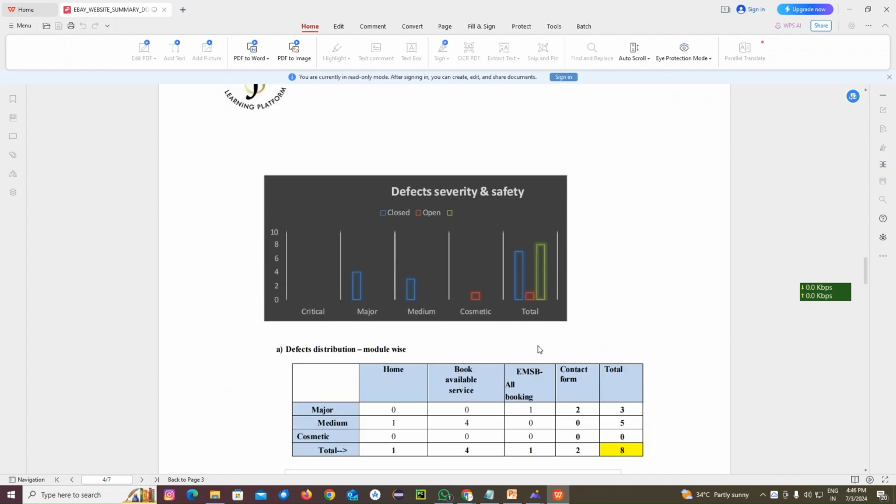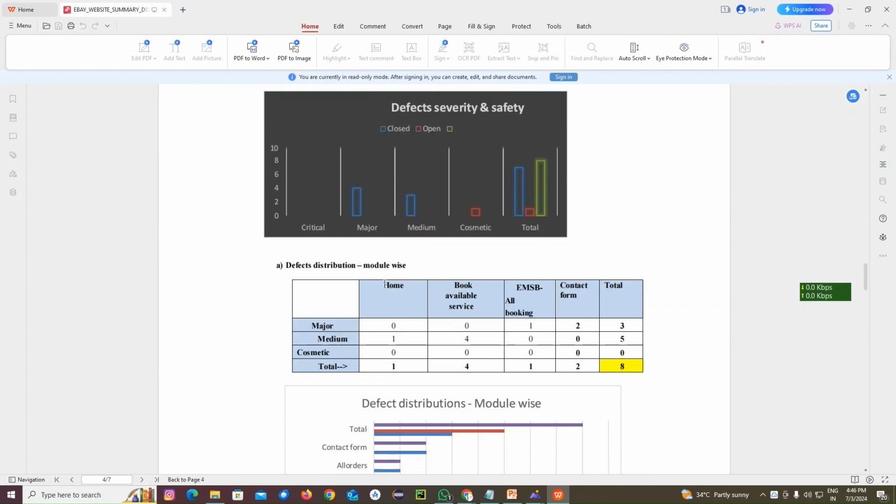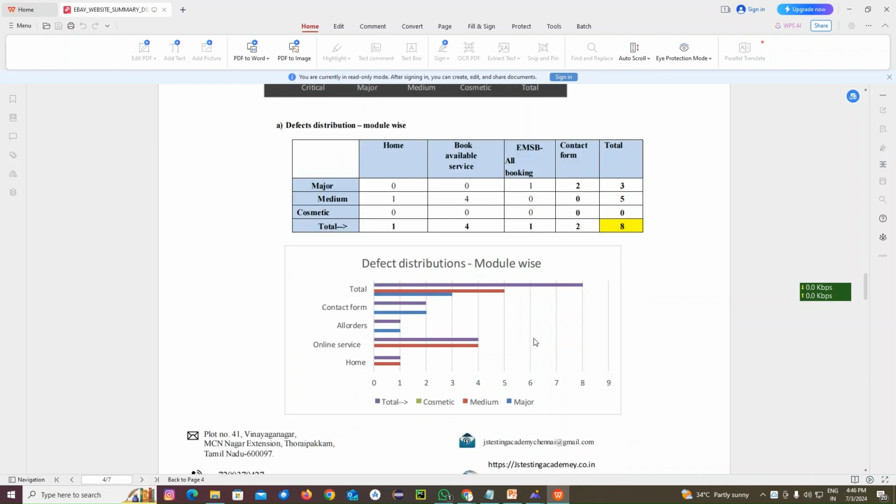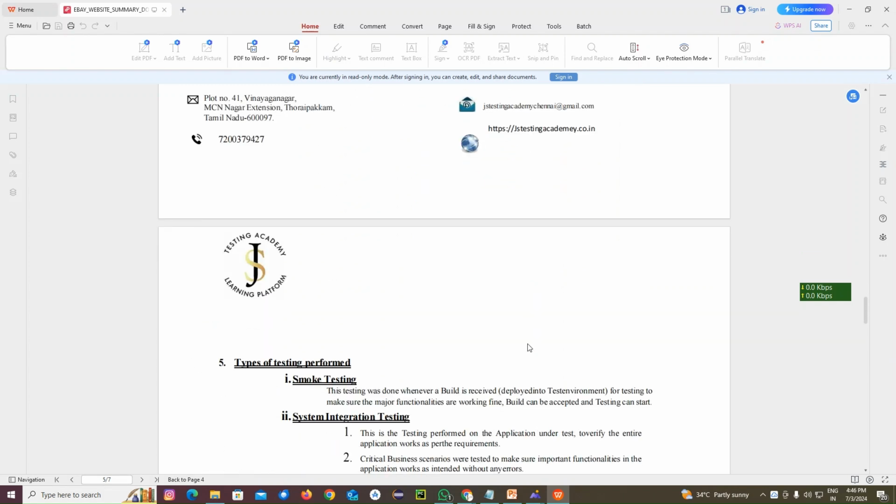Okay, next one is defect distribution module-wise. For each module, how many defects you identified. Home module, like I found this many critical bugs. Book module, I found this many critical bugs. For reservation, you found this many. For defects distributed per module, how many defects you found and what is the severity. You can gather some metrics. Like that, you gather metrics and circulate them in your test summary report.